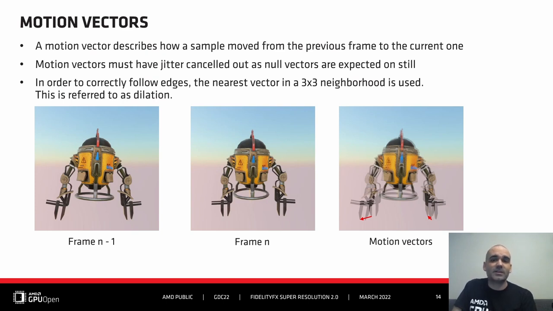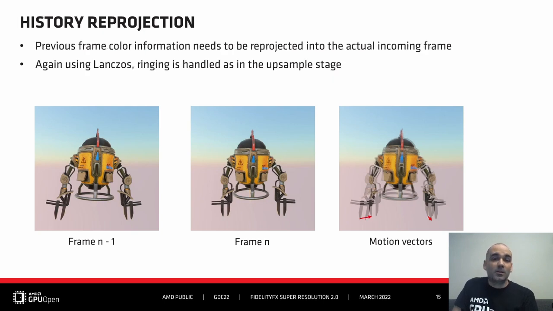So what you see on screen there is two consecutive images, frame n-1 and n, and the two overlaid on the right picture, where we can see with the red arrows where the actual sample is, and the arrow is now pointing to where it was in the previous frame. So on motion then, the previous frame information, that is referred to as history, then needs to be realigned with the actual frame. And this is done through reading a sample at its previous location based on the motion information and reprojecting it then at its new location. So this reprojection is again using Lanczos, and the ringing, as in the upsampling stage, is handled through a 2x2 kernel clamping.